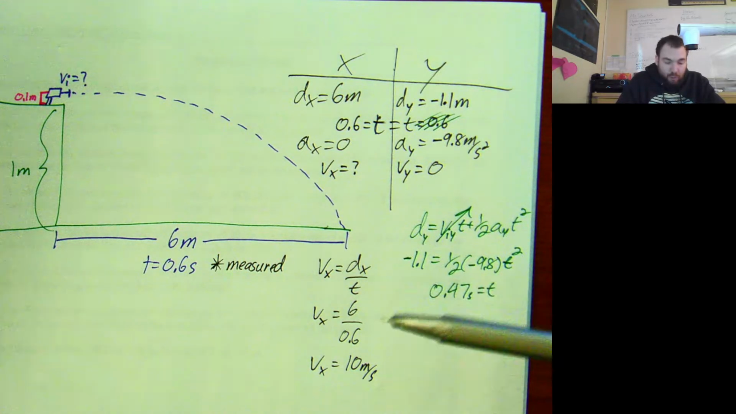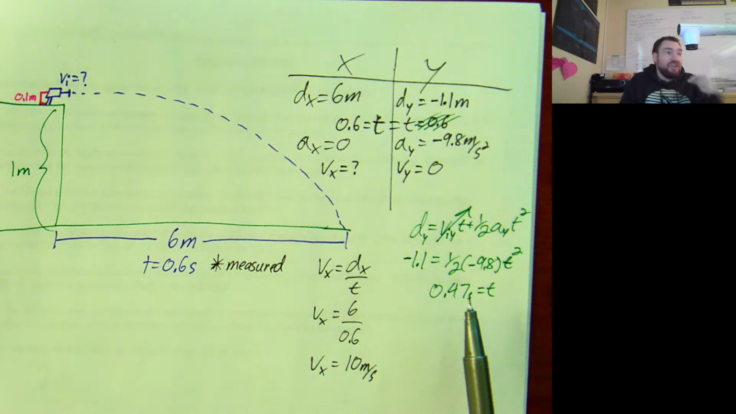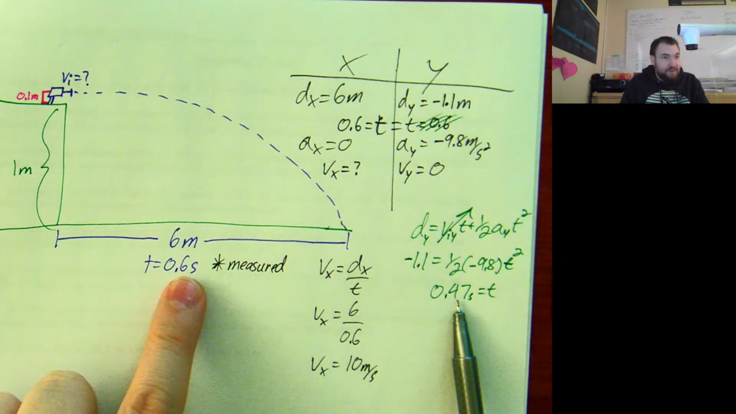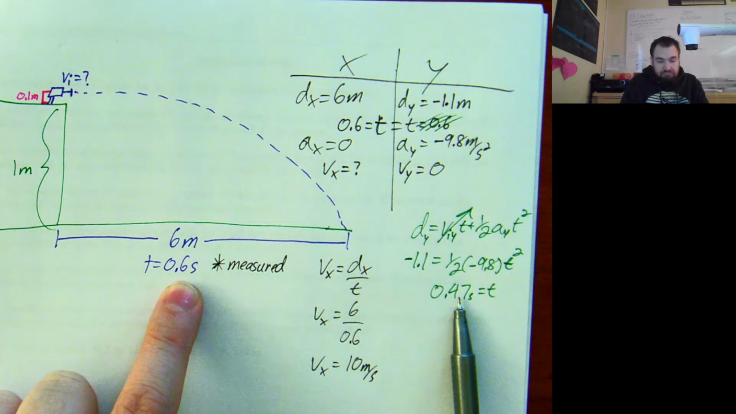So our theoretical time versus our measured time: one was 0.47, one was 0.6. A difference of, yeah, 0.13 seconds. Is that reasonable? Yeah, I think that's, I don't know, it's 10% or, yeah.